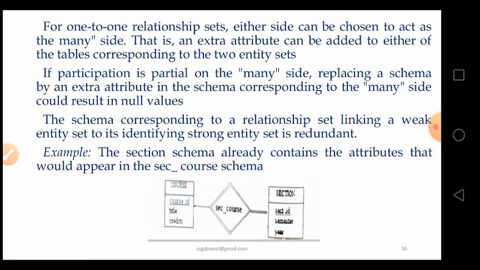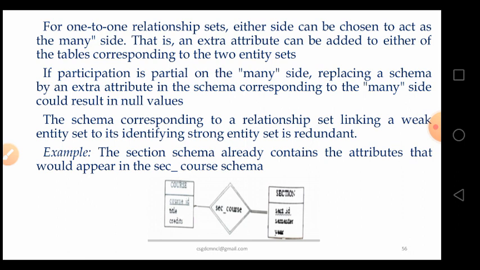Each schema has a number of columns, generally corresponding to attributes, which have unique names. Student has one schema, section has one schema, faculty has one schema, and so on. These schemas represent entity sets, relationship sets, and multi-valued attributes.